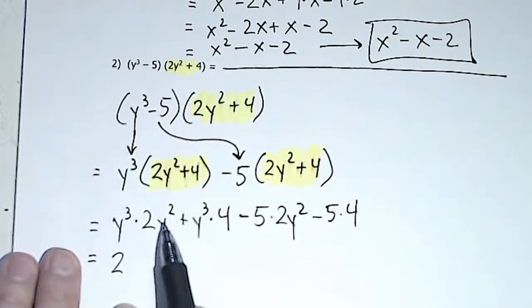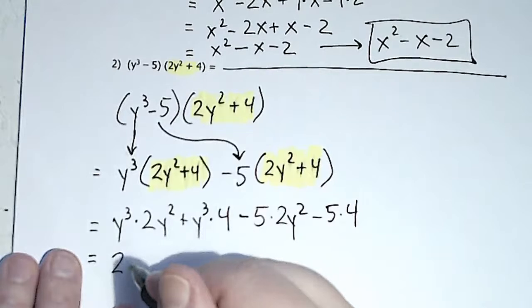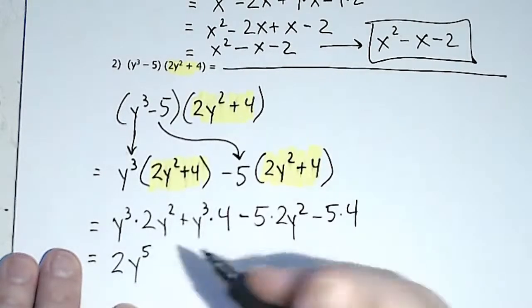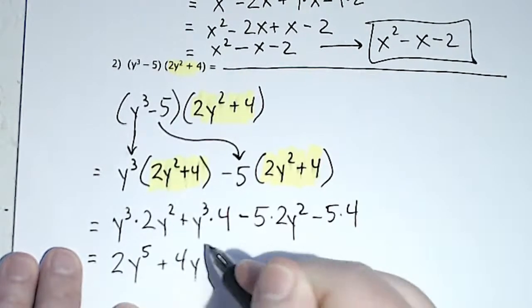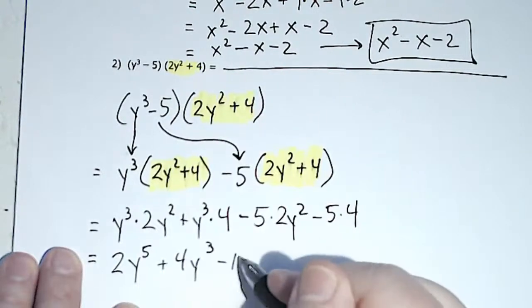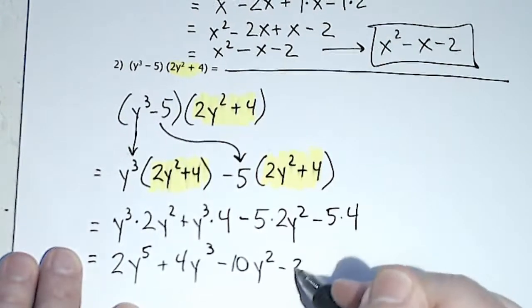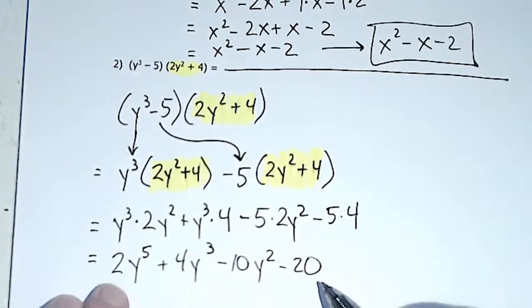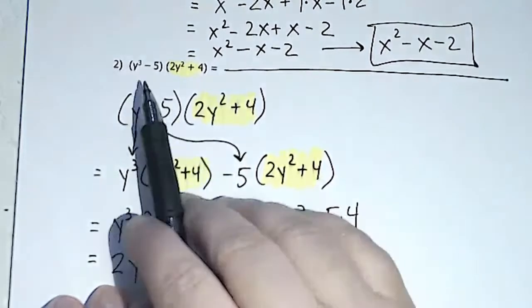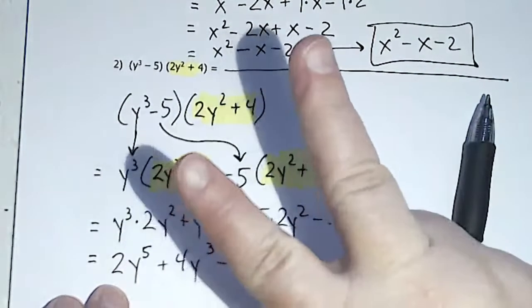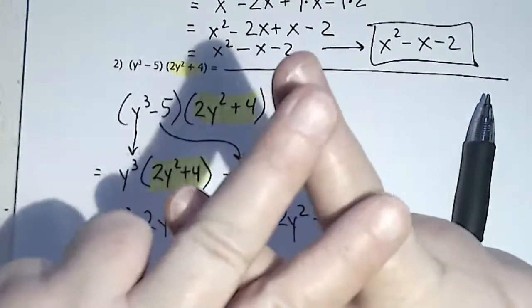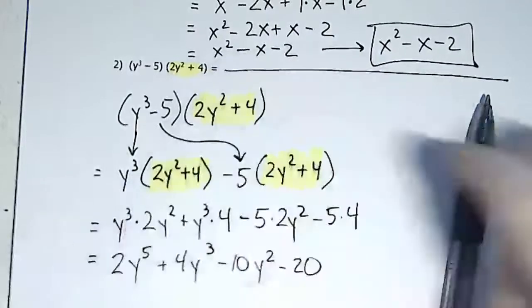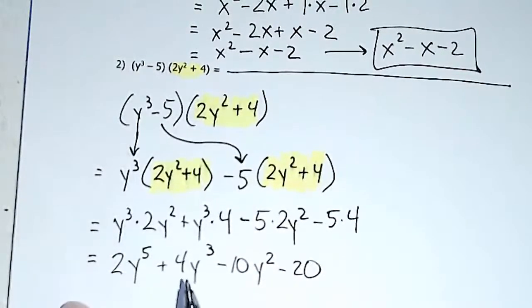So this is 2y. Let's see, there's 3 of them there, 2 of them there. 2y to the 5th plus 4y cubed minus 10y squared minus 20. And we lucked out. There are no like terms. So that's it. This is the final answer here. And remember, I talked about it. If you take a binomial, 2 terms, times another binomial, 2 terms, you end up with 4 terms. 1, 2, 3, 4. Aha!